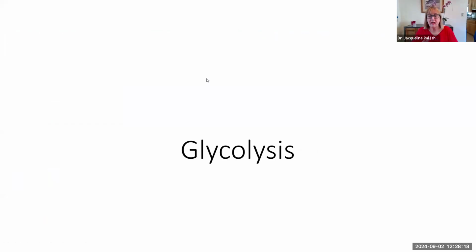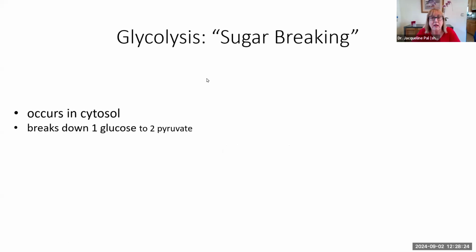Okay, folks, let's get started on that first step of cellular respiration, that step known as glycolysis. Glyco as in sugar, lysis as in breaking. Glycolysis, that first step, happens in the cytosol of the cell, the solution of the cell. What you learned in previous classes was known as the cytoplasm. And in this step, we are going to start with one glucose molecule, and we're going to end up with two smaller molecules known as pyruvate. So say that word pyruvate. That's a word you're going to need to know.